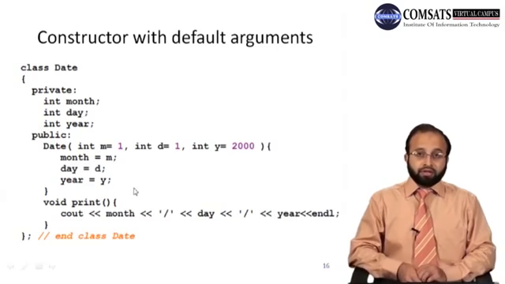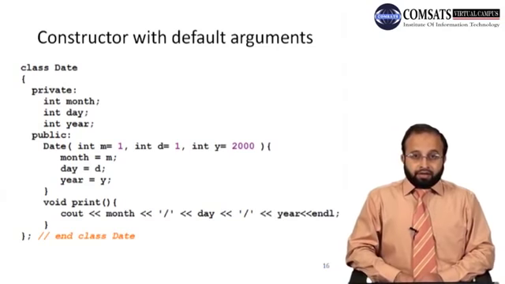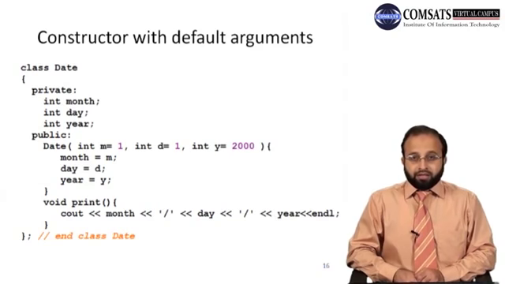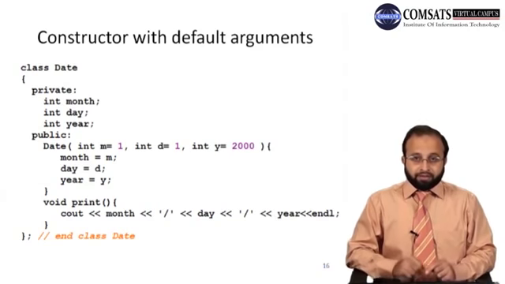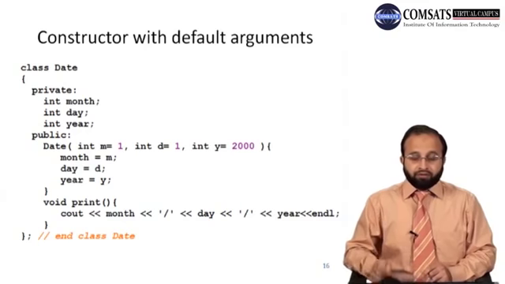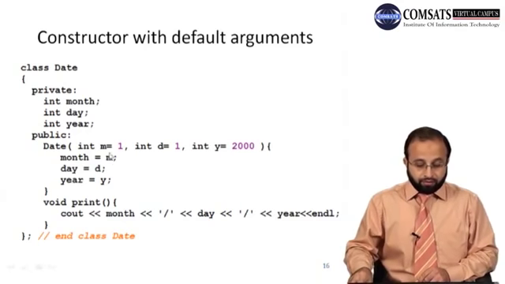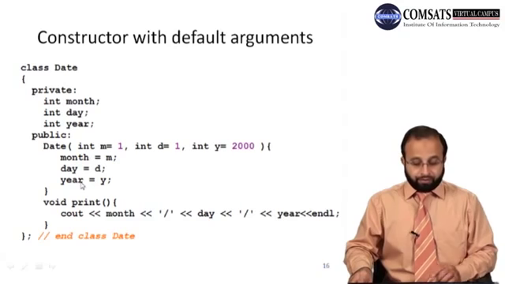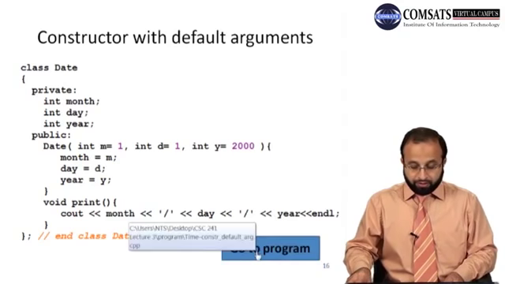And if you create an object of date like date space d2 and then parentheses, and within the parentheses you specify 3 values, then these 3 values will be assigned to m, d and y, and that will be further assigned to month, day and year, right? So let's go and see the program.